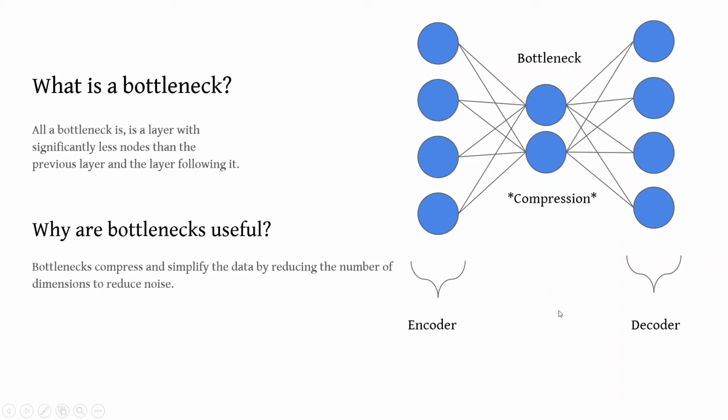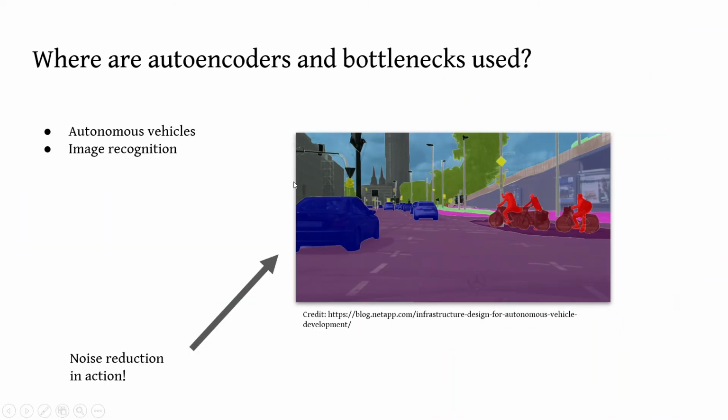So where are bottlenecks and autoencoders useful? Well, right now it's used in autonomous vehicles mostly. As you can see from this image, only the basic structure of these various objects still stand, while noise, such as in the windows of buildings or the leaves of trees, is no longer there. From your own eyes, looking at this, you can definitely realize, okay, this is the structure of a car, this is the structure of a motorcycle, this is the structure of a person. You know what these things are, but it simply takes less computing power if you reduce the amount of noise.